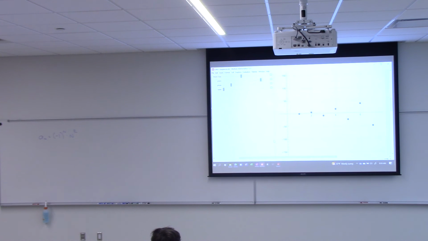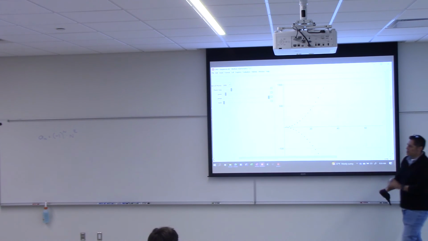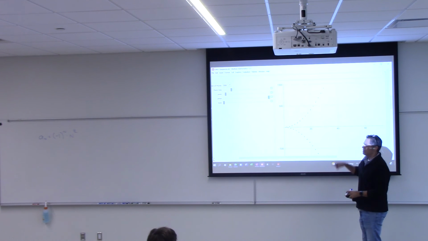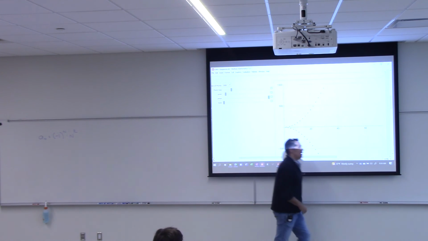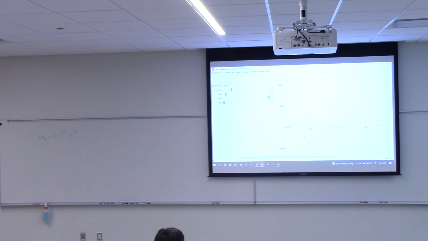Now I can do more points. You get the idea. I don't think I really need to do this, but you get the idea of what this sequence is doing. It is an alternating sequence. It's alternating because in this case it was negative, positive, negative, positive, negative, positive. So you can see what it's doing. All right. Let's look at another one.